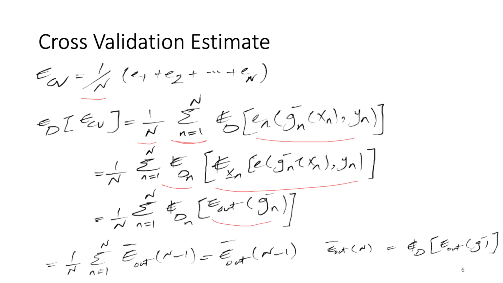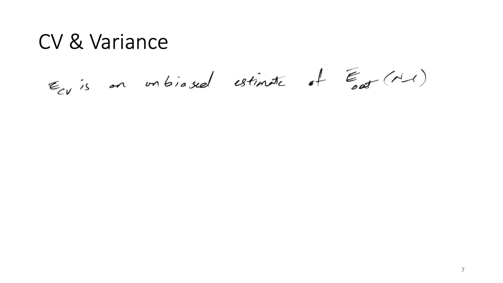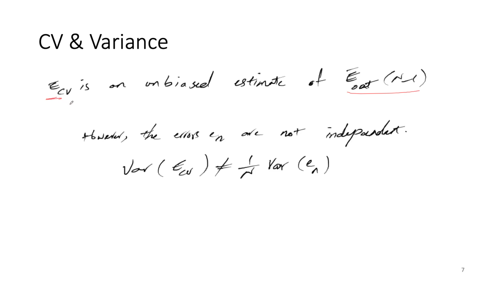However, there are points to be considered. So first of all, how does the variance play about here, right? The cross-validation error, or E_CV, we mentioned that it's an unbiased estimate of E bar out n minus 1, right? However, the errors, each of the e_n's, are not independent, right? It depends on which point we choose. We're going to have another error.